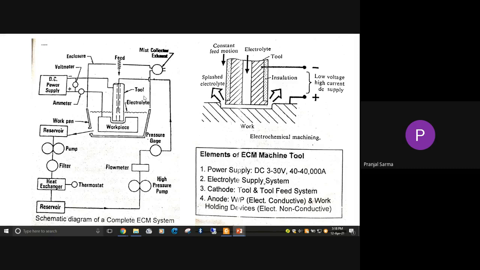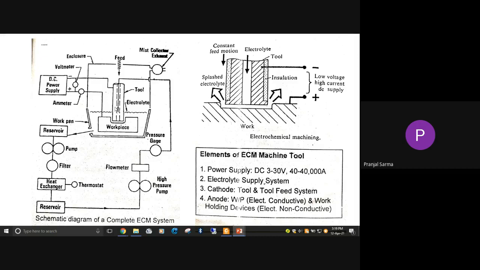Similarly, the electrolyte supply system will be there, with the reservoir, filter and pump system, and the electrolyte will be pumped from there. Similarly the cathode, the tool and the tool feed system, the tool feeder, everything has to be there. Why is the tool feeder required? Because the workpiece is being dissolved.